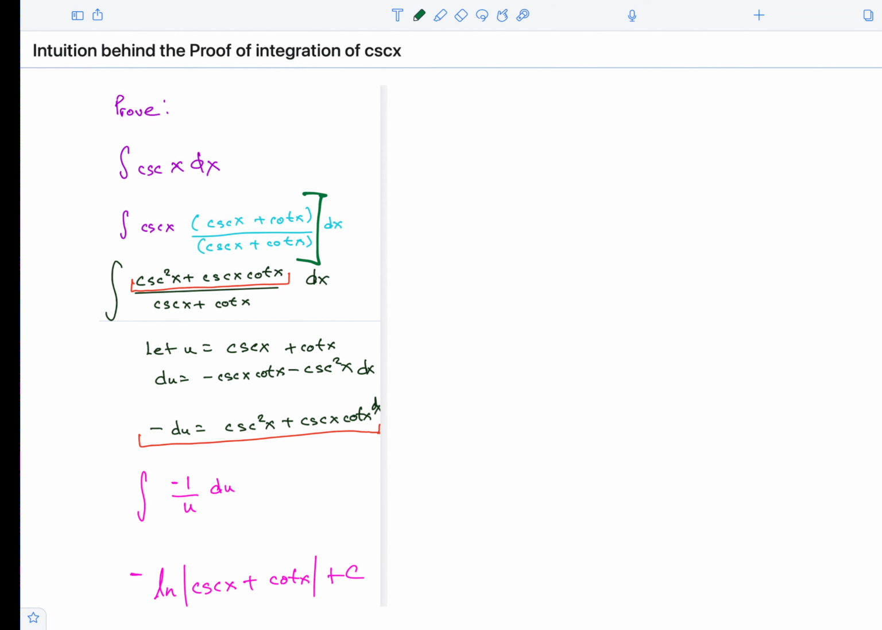And what this does is allows me to take the denominator, and when I take the derivative of the denominator, I actually end up getting the numerator. And this allows me to replace the numerator with negative du, and then we do the standard integration and u sub back in what we said u was. So the question emerges, which is, how was this thought of?